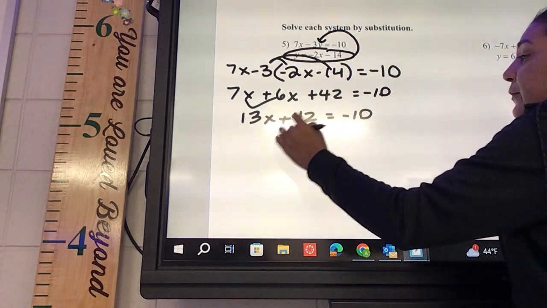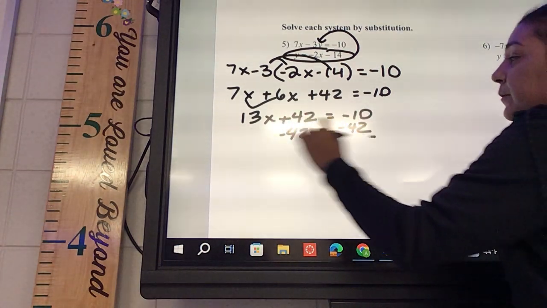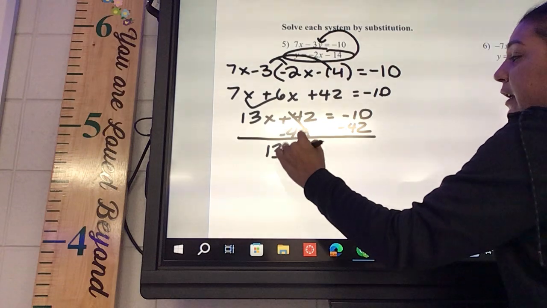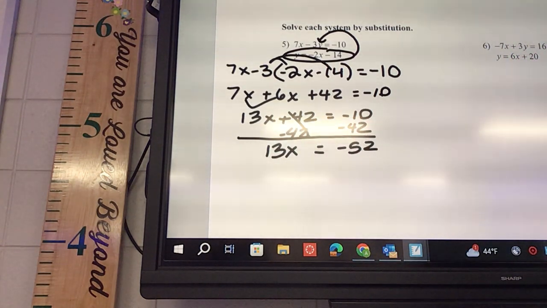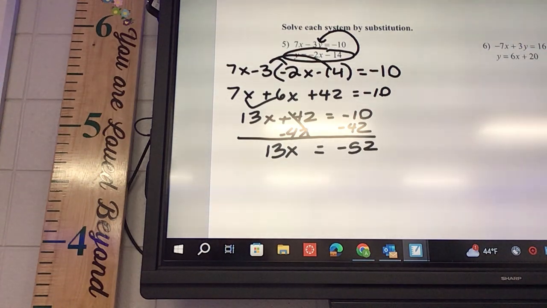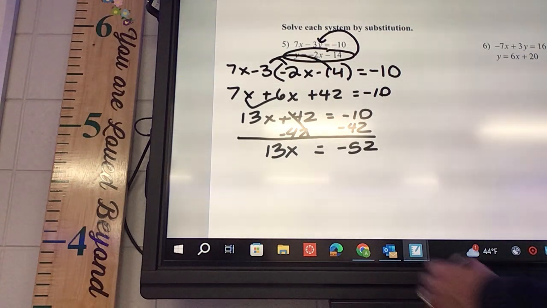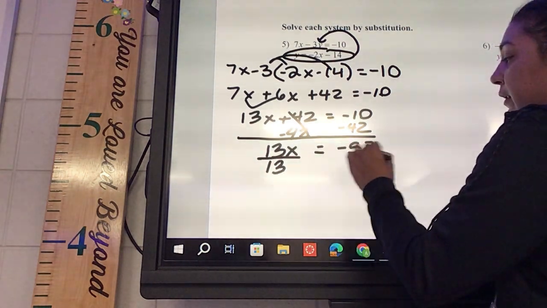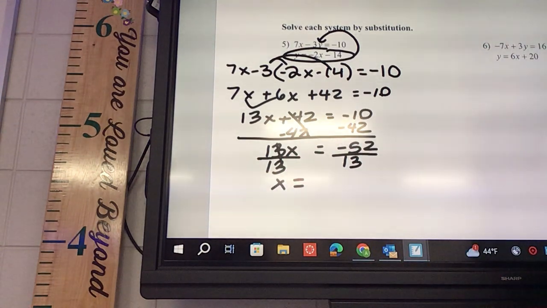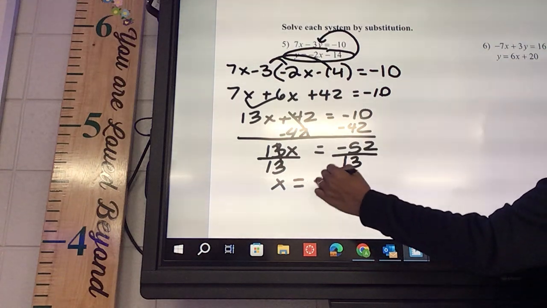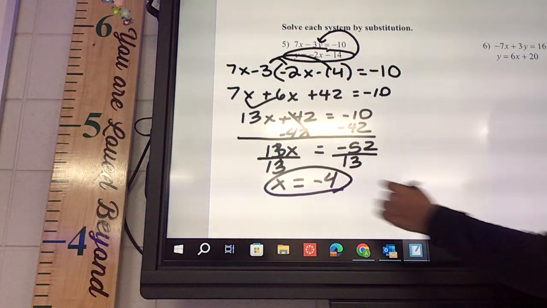Okay, we're gonna say minus 42 from both sides. So I'm gonna get 13x equals -52. Divide by 13. And I don't know what that is, 3, maybe 4. -4. And so we're gonna get x equals -4.